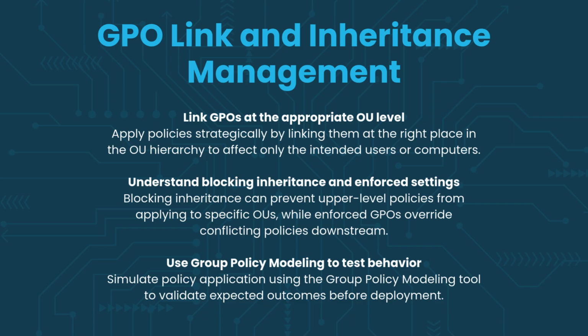Understanding how GPOs are linked and inherited is crucial for effective policy deployment. You can link GPOs at the domain, site, or organizational unit level, depending on the scope you want. Sometimes you may want to block inheritance to prevent broader policies from affecting sensitive OUs. Other times, enforcing a GPO ensures it applies even if a lower-level policy tries to override it. These tools give you precise control, but they can also introduce confusion if not managed carefully. Always test your changes using group policy modeling, which simulates how settings will apply before going live.